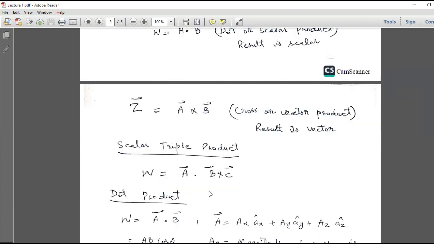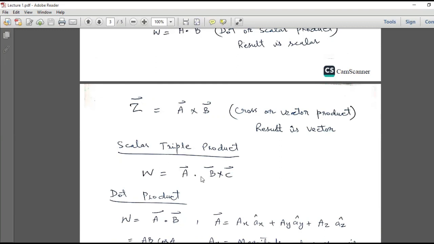Similarly, there is another type of product which is called scalar triple product, and the scalar triple product is written as A dot B cross C. So here B cross C will be evaluated first, and the result will also be a vector quantity, and that vector quantity will be evaluated as a dot product with A, and the final result will be a scalar quantity.